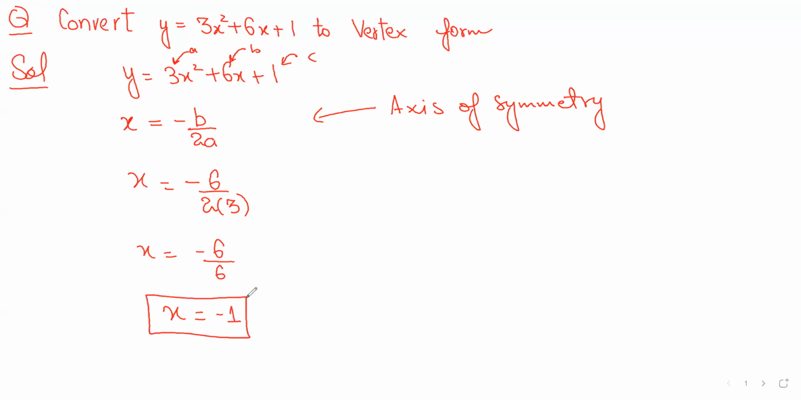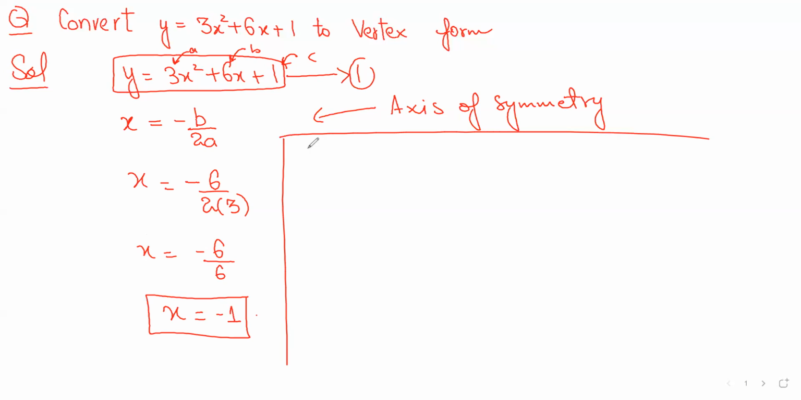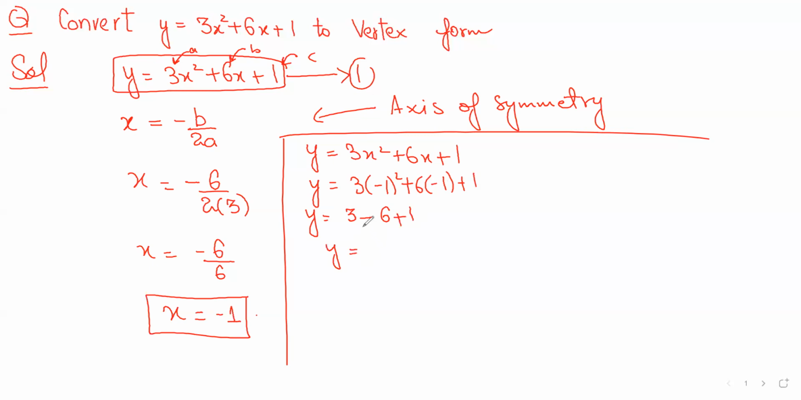Now I have my x value. I'm going to put it in my equation, the y equation, to find the y value. So y equals 3x squared plus 6x plus 1. I'm going to put my value of x, which is negative 1, here. After substituting, negative 1 squared is positive 1, so positive 1 times 3 is positive 3. And negative times positive gives negative 6, plus 1. If I simplify it, 3 minus 6 gives me negative 3, and negative 3 plus 1 gives me negative 2. So this is my y value.